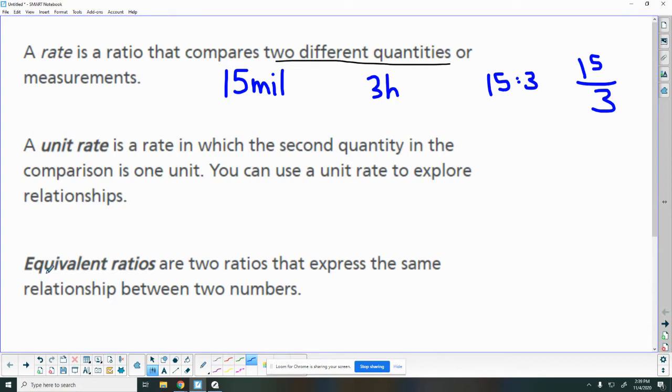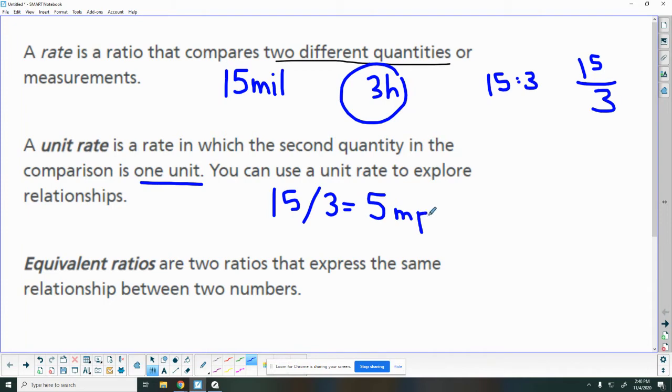The unit rate is when we're comparing the second number to a 1. So I want to know how many miles she walks every hour or per hour. I need to take the first number and divide it by the second one. 15 divided by 3 is 5. She can walk 5 miles per hour.